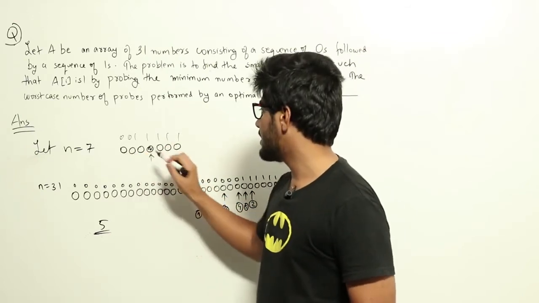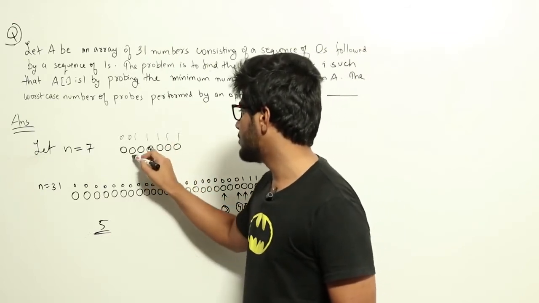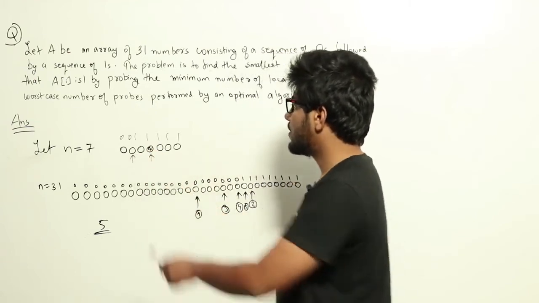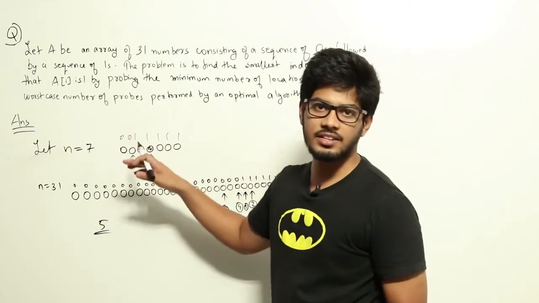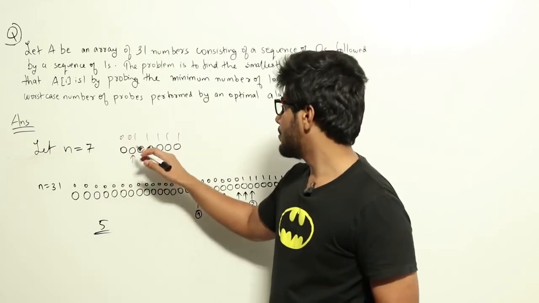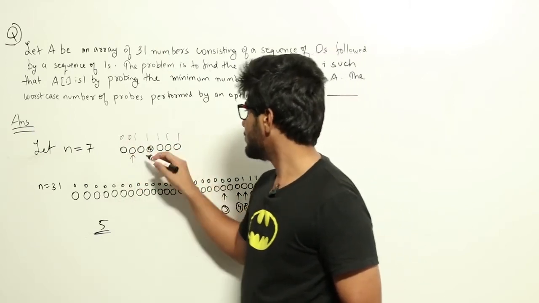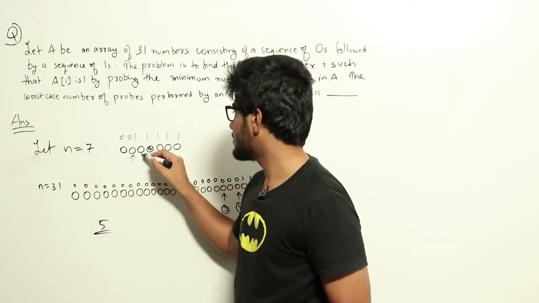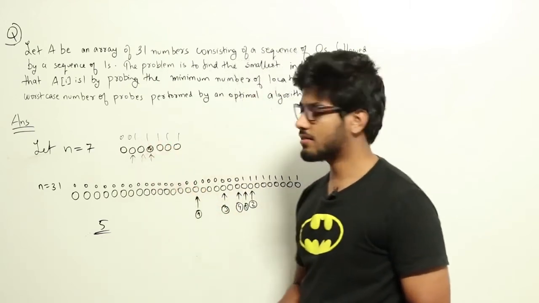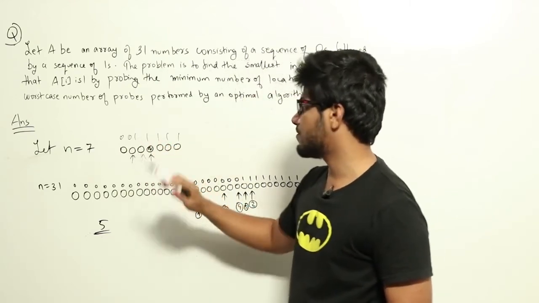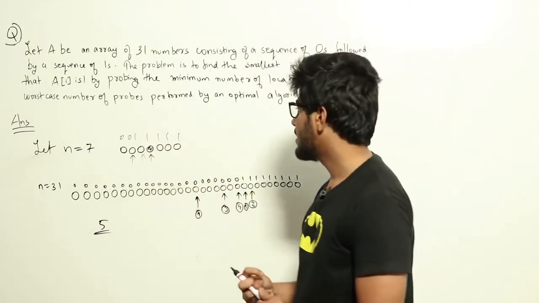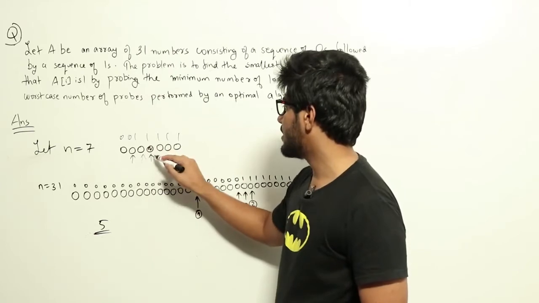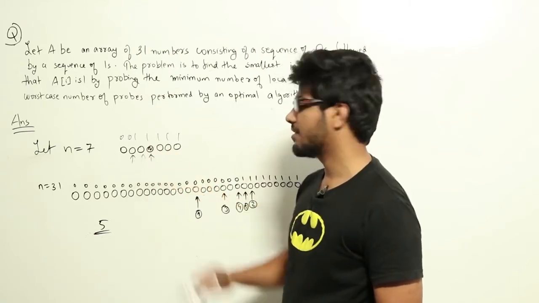To the left, there are 3 nodes. Again, I will look at the middlemost one, which is this. Now I see that it is 0. Previously it was 1, now it is 0. It is 0 means the index is definitely to the right side, meaning I will check to the right side of this, and this was 1. So now I saw this was 0 and this was 1, and clearly this is the index where the smallest one is present. Here I have only done 3 probes.